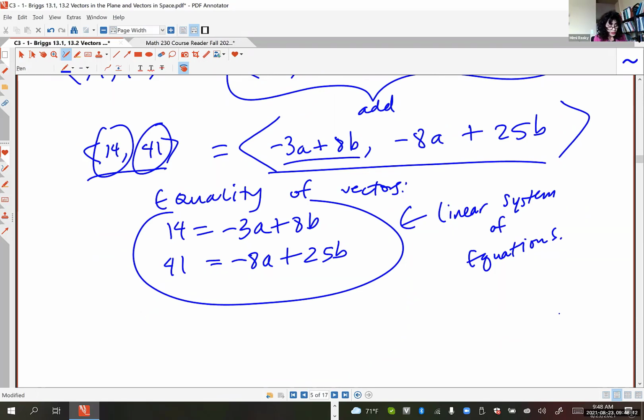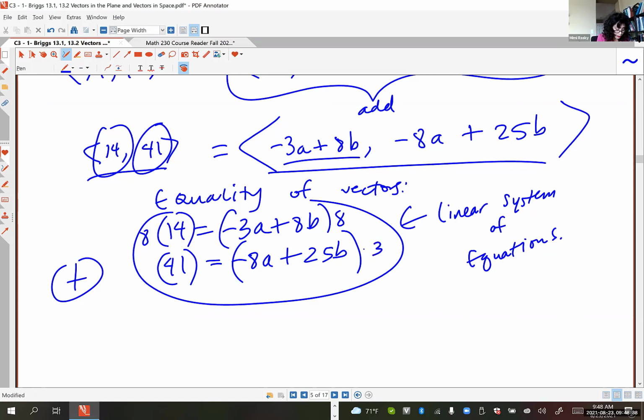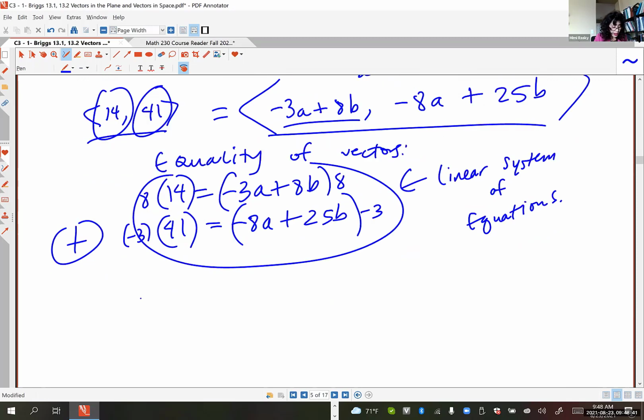One way would be to use the substitution method. That would work. I'm going to use the elimination method. So if you don't mind, I'm going to multiply the top equation, both sides, by 8. And I'm going to multiply the bottom equation, because I want to add these two together, by -3, both sides. So 8 times 14 is what? 112. And then when I have 8 over here, I've got -24a plus 64b.